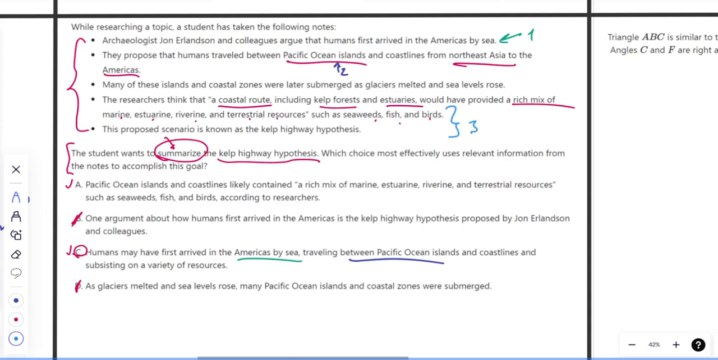Variety of resources, that's detail 3. We have all of the details that we need. For A, it sounds pretty good, but it's actually pretty specific. A is just specific to these last couple of bullet points, but answer choice C actually matches with all of those points simultaneously. That's why it would be the best answer choice.